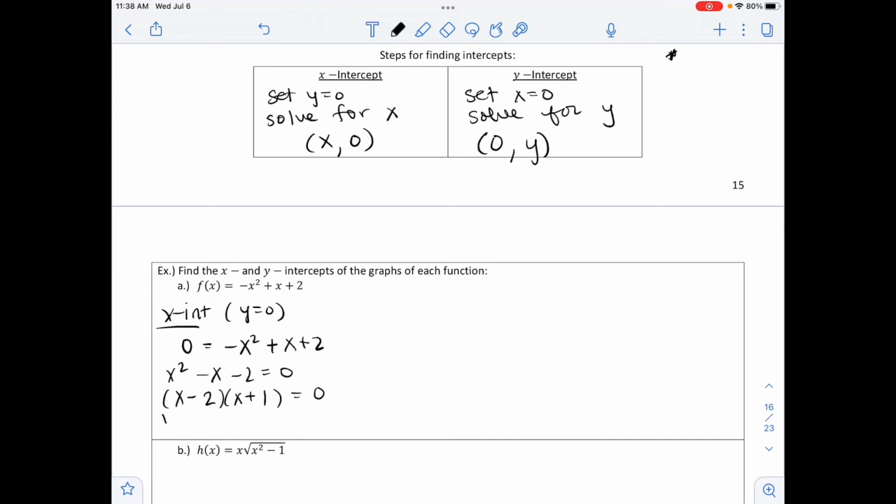From here, we're going to set each of these factors equal to 0. This is our zero product property. And solving both of these, we get x is equal to 2 and x is equal to -1.